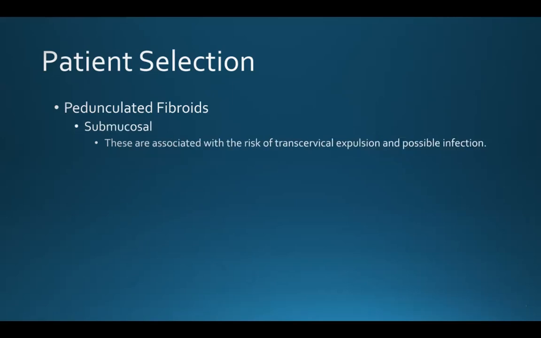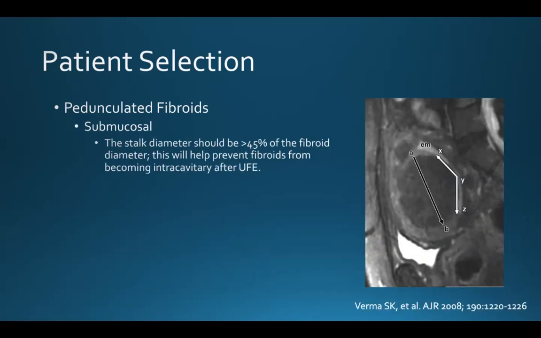In the case of submucosal pedunculated fibroids, there are associated risks in terms of transcervical expulsion and possible infection. And when evaluating these patients, you should make note of the stalk diameter. It should be greater than 45% of the fibroid diameter, and this will help prevent fibroids from becoming intracavitary after embolization.